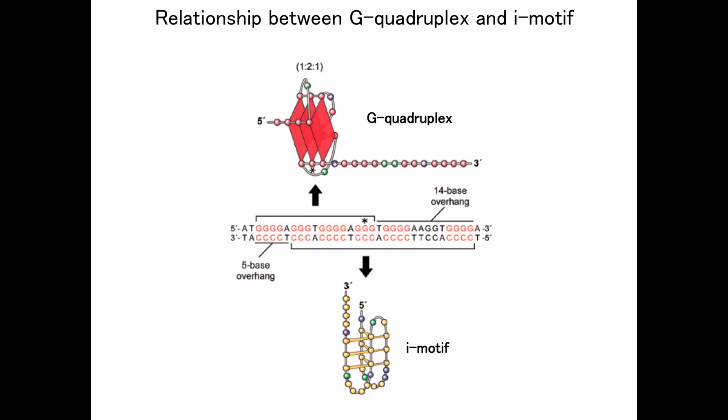This slide shows the relationship between the G-quadruplex and the i-motif. You know that this G-rich sequence can form the G-quadruplex. And you know that double-strand DNA has a complementary sequence. And this C-rich sequence can form the i-motif. It means that G-rich and C-rich promoters can form not only the G-quadruplex but also the i-motif structure.